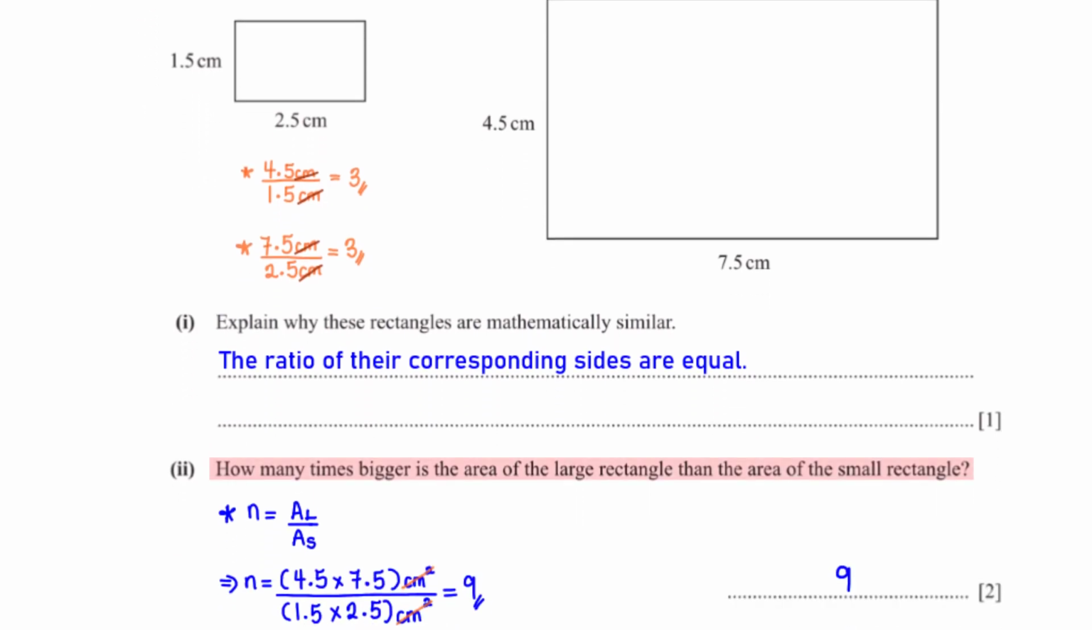How many times bigger is the area of the large rectangle than the area of the small rectangle? To get this number, we divide the area of the large rectangle by the area of the small rectangle. The area of the large rectangle is 4.5 times 7.5 centimeters squared, and the area of the small rectangle is 1.5 times 2.5 centimeters squared. This gives us 9.